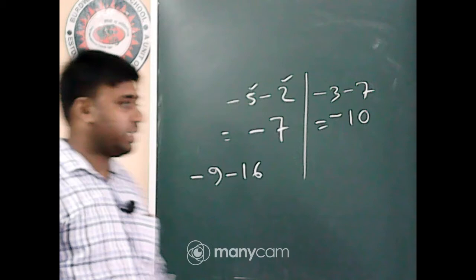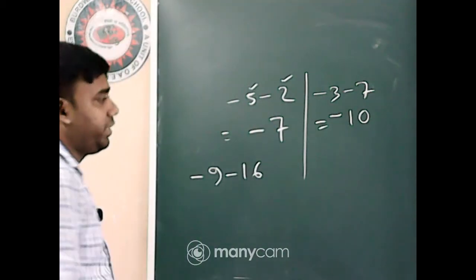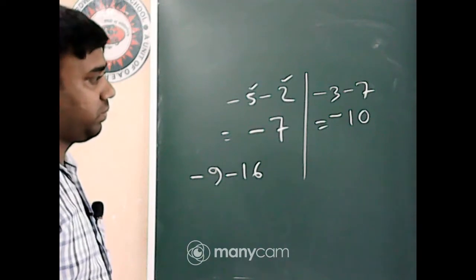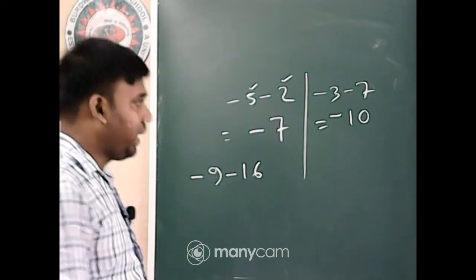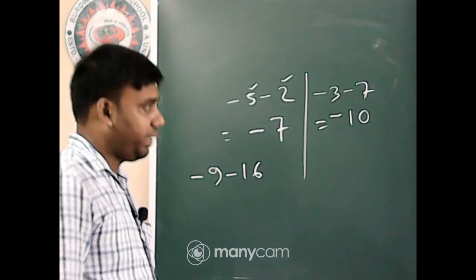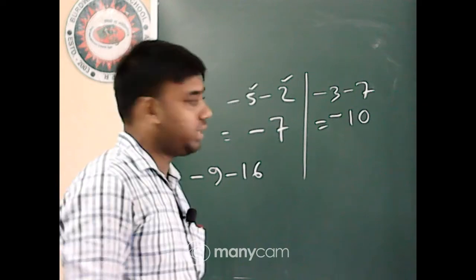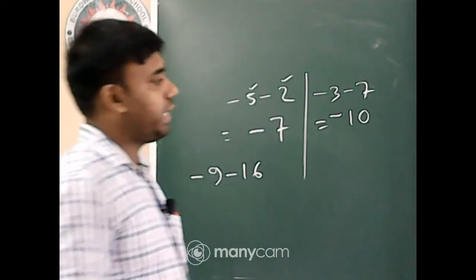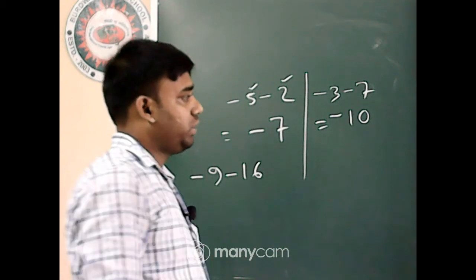Minus 9, minus 16. Write down the answer. Vinayak, minus 25. Preyoshi, minus 25. Anyone else? Kinjal, right answer. Ananya, right answer. Meghomita, right answer. Sushendu, right answer.